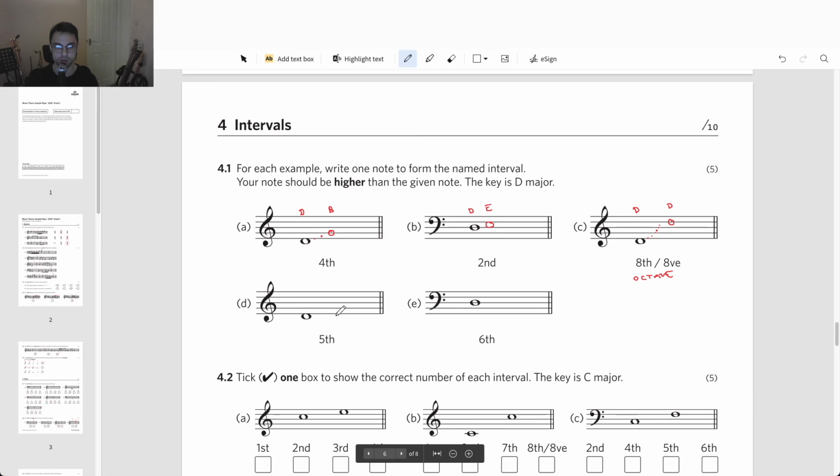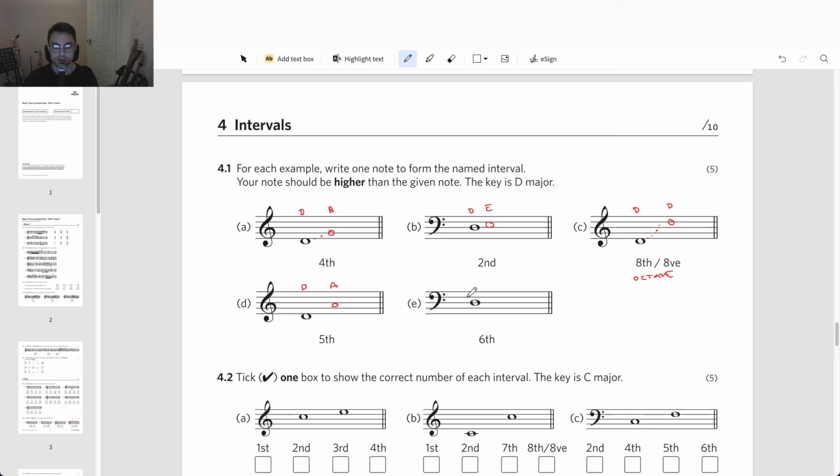Okay, now they want us to write a fifth. We're in the key of D major, so let's count up the D major scale, starting from D. So D, E, F, G, A. That's 1, 2, 3, 4, 5, or space, line, space, line, space. And we get A.